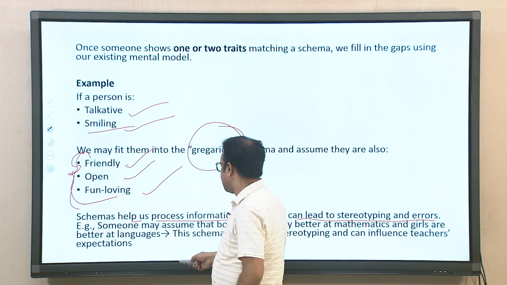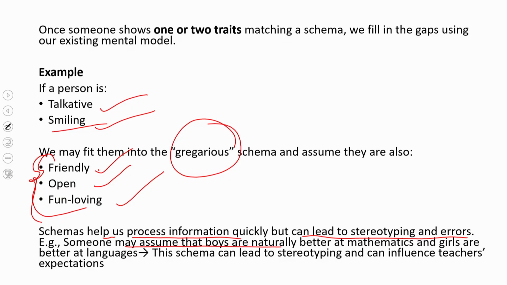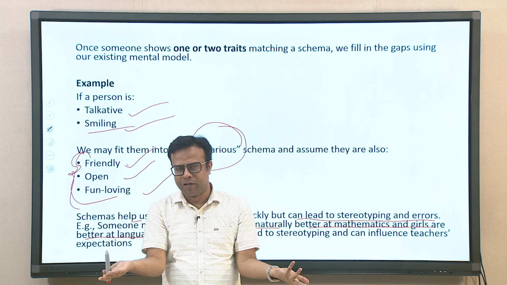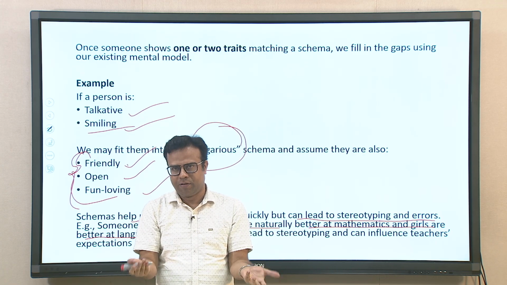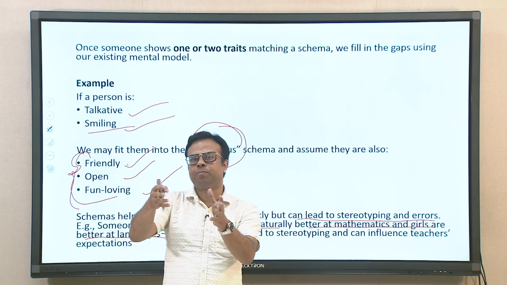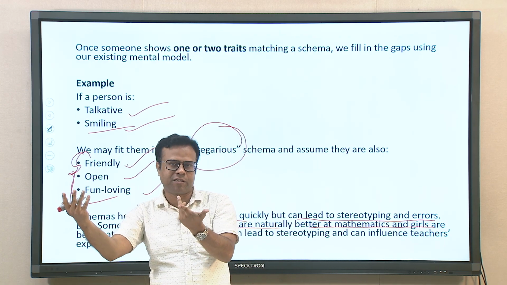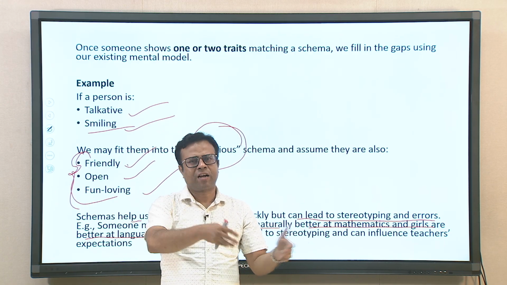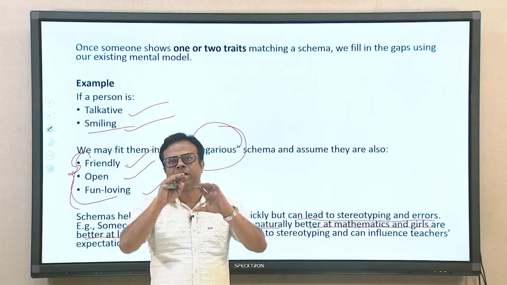So, for example, someone may assume that boys are naturally better at mathematics than girls, and girls are better at languages and so on. A lot of people have such mental frameworks. So, they will judge boys and girls accordingly, which may not be true in all cases. That is an example of stereotypes. You are assuming if somebody is a boy, generally he will be better at maths as compared to girls, and girls are better at language. So, these are stereotypes.